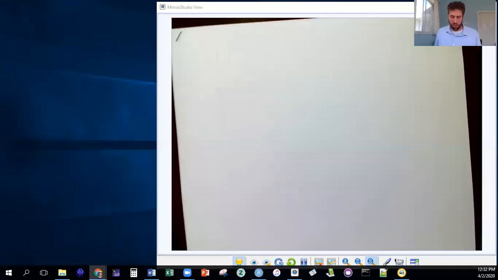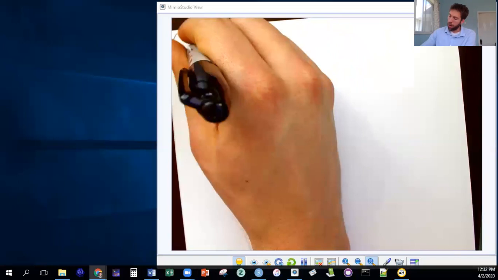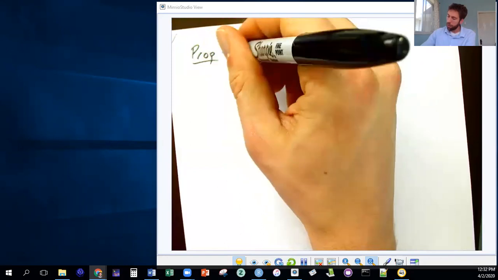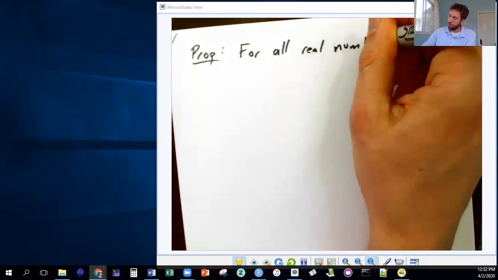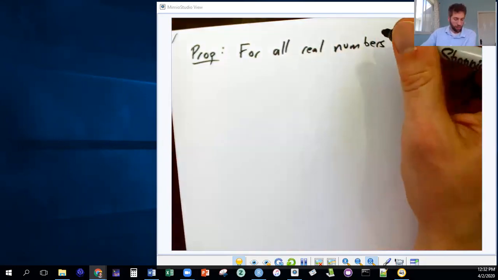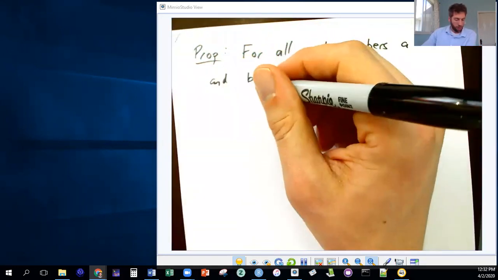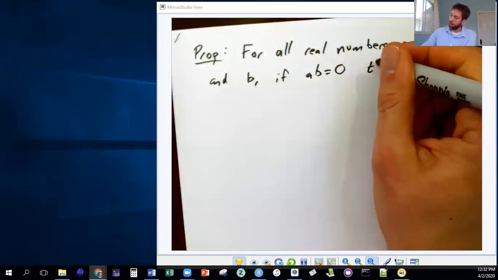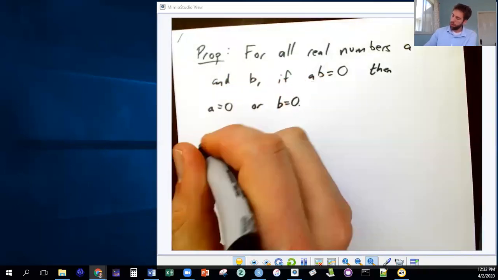Hello, Intro to Proofs. This is section 3.4, and we're doing progress check 322. So we're going to try to complete the following proof. Proposition: for all real numbers A and B, if AB equals 0, then A equals 0 or B equals 0. Proof.